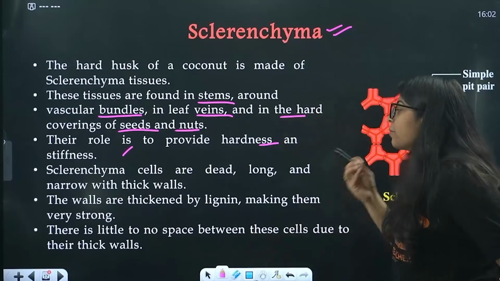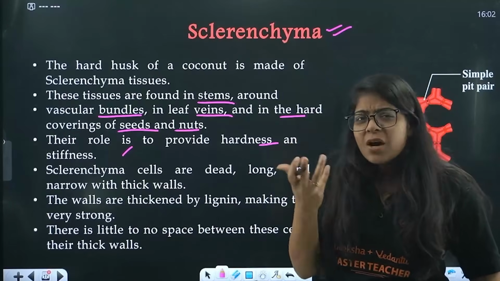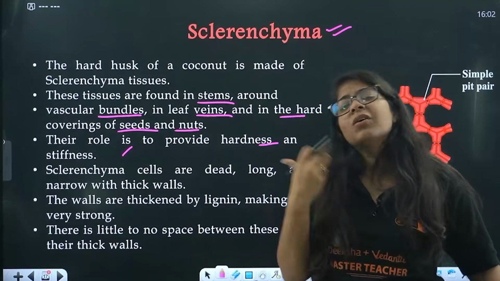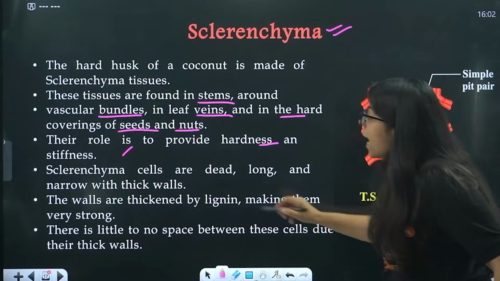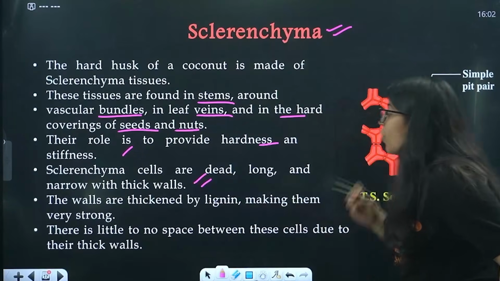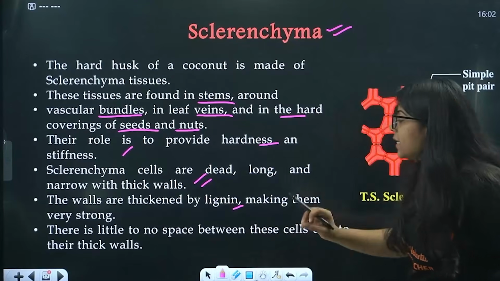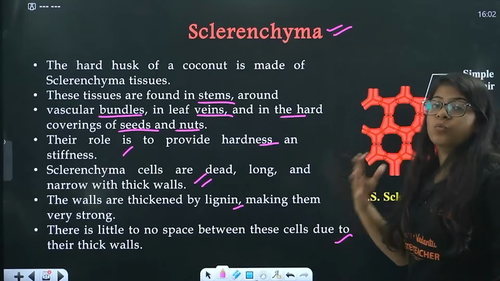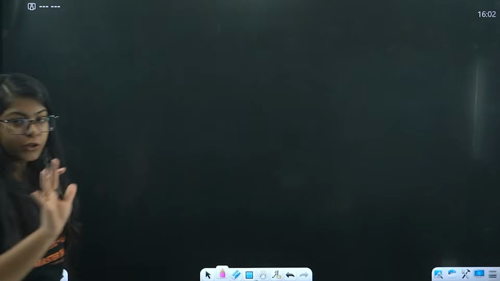Now sclerenchyma cells are dead. Of course, beta, the outer part of the coconut is not living. When you hit it, you can clearly see that it is dead. It is long with thick walls. The walls are thickened by lignin, making them very strong. There is little to no space between these cells due to their thick walls. Now let me write it down to make it clear.